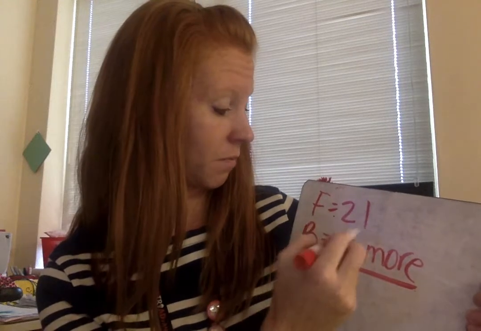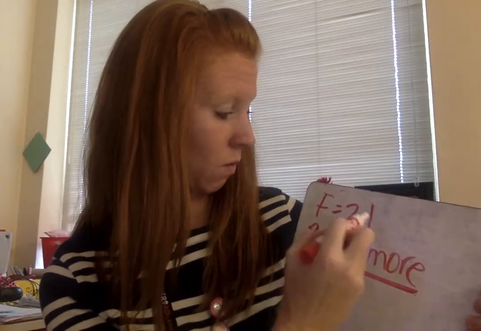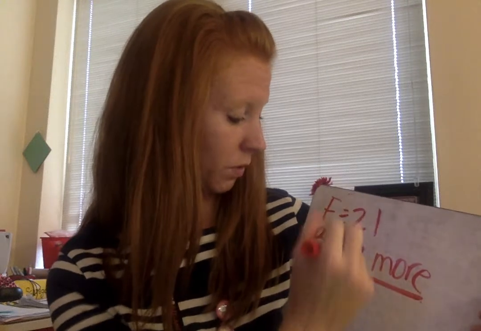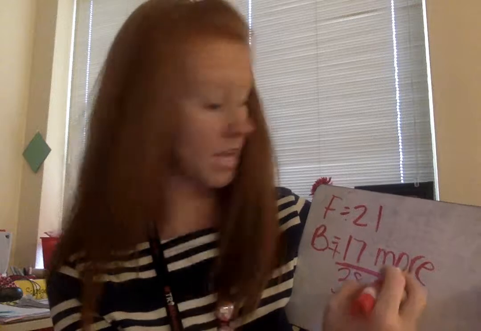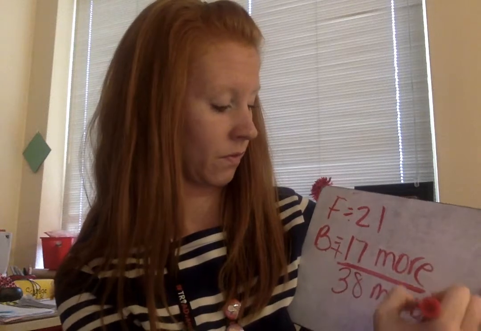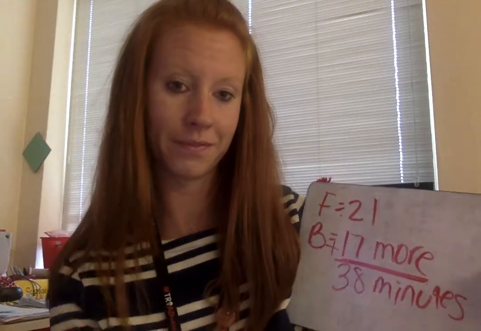So we have 17 plus 21. 1 plus 7 is 8. 2 plus 1 is 3. So it takes her 38 minutes to mow the back lawn. Nice job. Give yourself a star if you got it right.